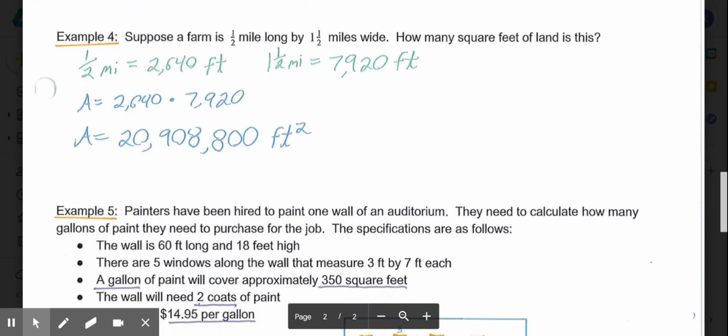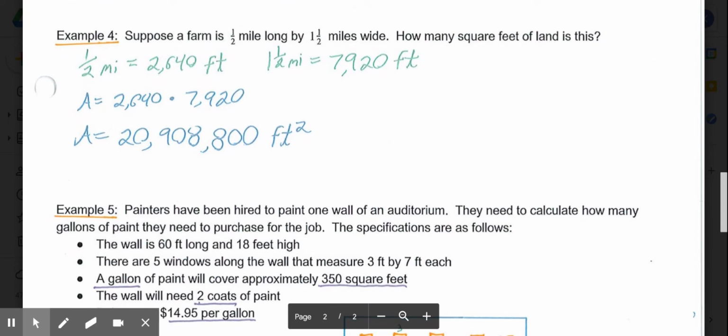Then let's look at example 4. It says, suppose a farm is 1/2 mile long by 1½ miles wide. How many square feet of land is this? So we know there are 5,280 feet in a mile.